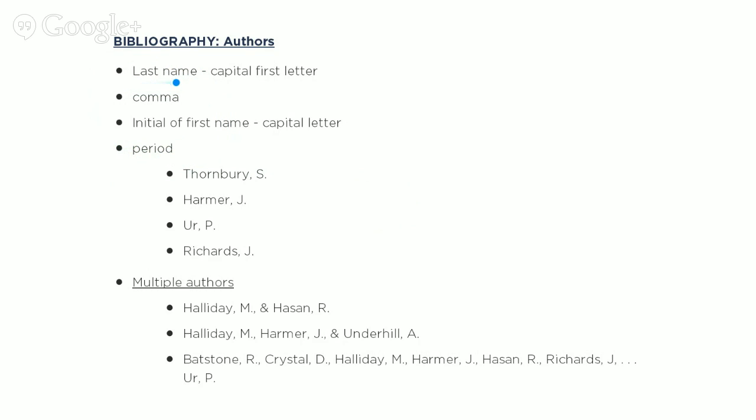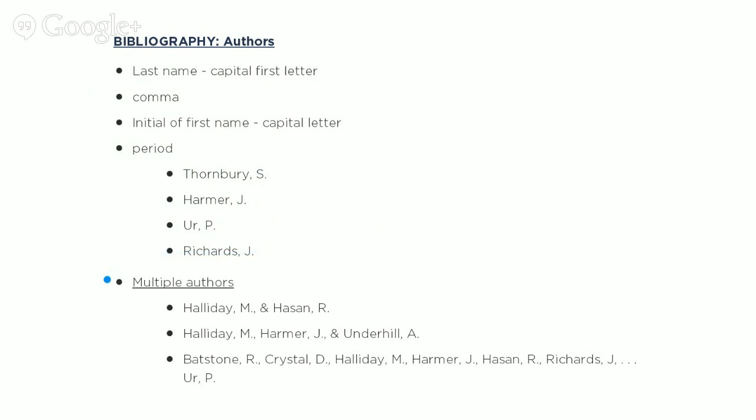First, you list the last name of the author, and the first letter has to be a capital. Then you use a comma, and then you use the initial of the author's first name, also in capital letter, and you finalize with a period. Here we have a few practical examples. Notice the first capital letter on the last name, then a comma, the initial of the first name, and we finalize on a period. So we have Thornberry, comma, S, period. Harmer, comma, J, period. And Richards, comma, J, period. And that's how you start a book listing with the author.